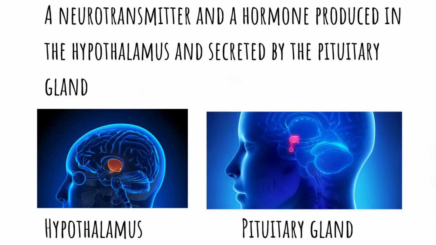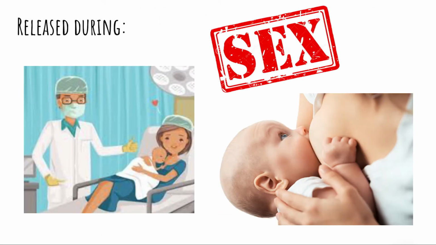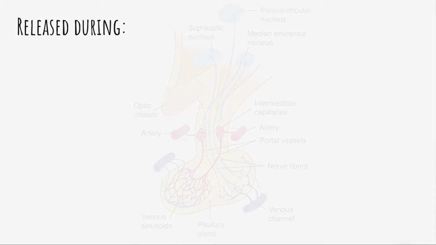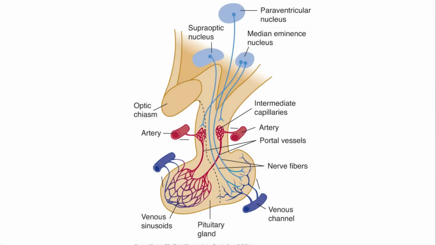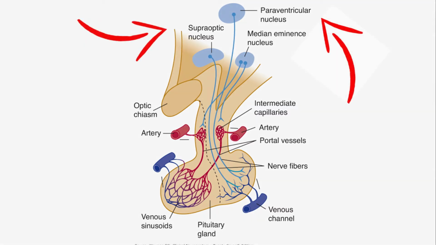Oxytocin is a neurotransmitter and a hormone that is produced in the hypothalamus and secreted by the pituitary gland, that is a pea-sized structure at the base of the brain, and then is released during sex, childbirth, and lactation to help reproductive functions. And in the hypothalamus, oxytocin is made in magnocellular neurosecretory cells of the supraoptic and paraventricular nuclei.